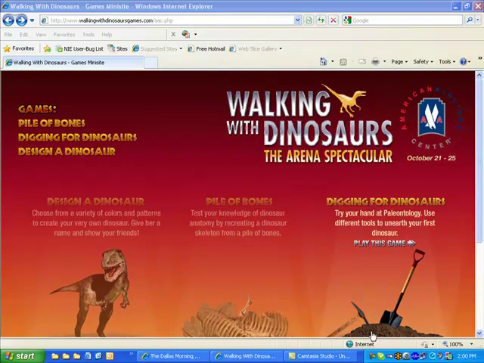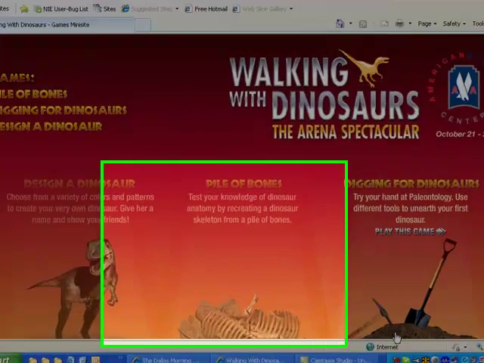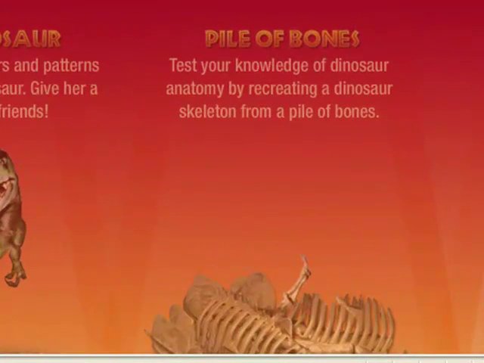When students log into the eEdition of the Dallas Morning News at nie.dallasnews.com and click on the Walking with the Dinosaurs link, they can play Pile of Bones, where they can test their knowledge of dinosaur anatomy by recreating a dinosaur skeleton from a pile of bones.